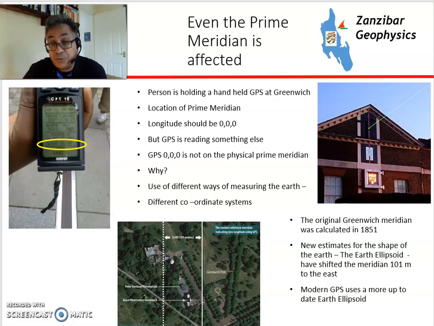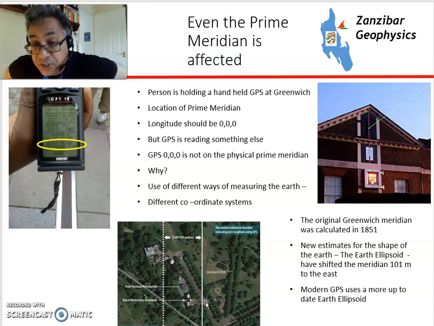Even when you look at a prime meridian, that's not necessarily in quite the right place. Here's a photograph of a bloke with a GPS. He's standing in Greenwich, so that line here is the prime meridian, and you can see that that is not 0, 0, 0.